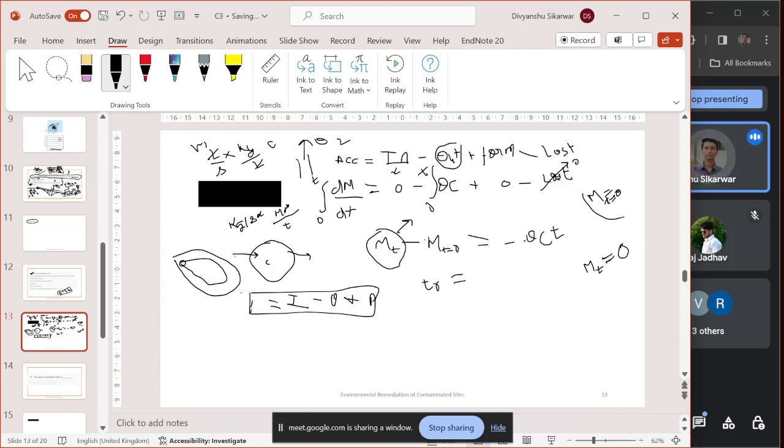From this, if I calculate, the T_R value will be the mass of contaminant at time t equal to 0 divided by QC. This is a simple equation by which we can calculate how much time is required to remove a particular contaminant from groundwater. Q is basically Q_P, the discharge rate, and C is the initial concentration of contaminant.